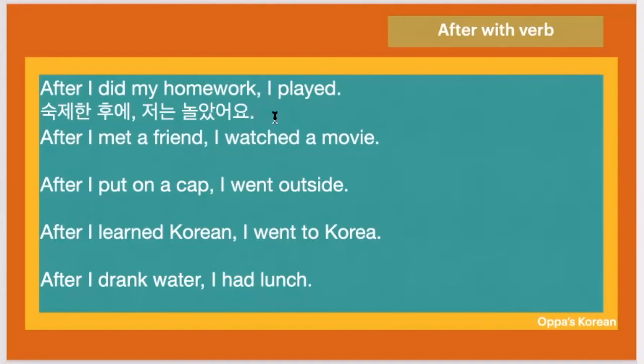Again, please keep in mind you should say the subordinate clause first and then the main clause. In other words, in Korean, you don't say like this: 저는 놀았어요. 숙제한 후에. This is not correct. 숙제한 후에 저는 놀았어요. You can omit the subject in the subordinate clause because the subject in the main clause is the same as the subject in the subordinate clause.